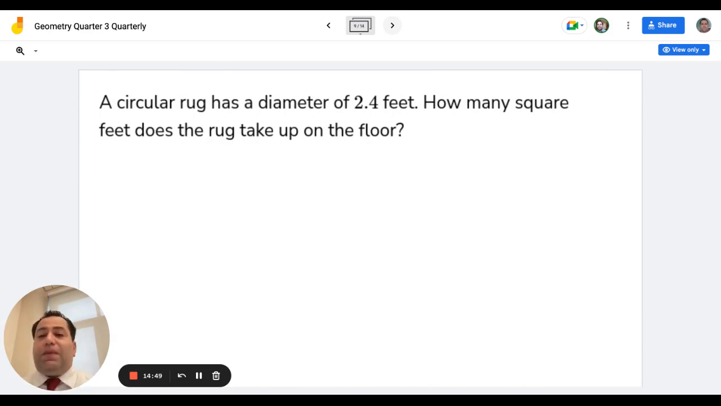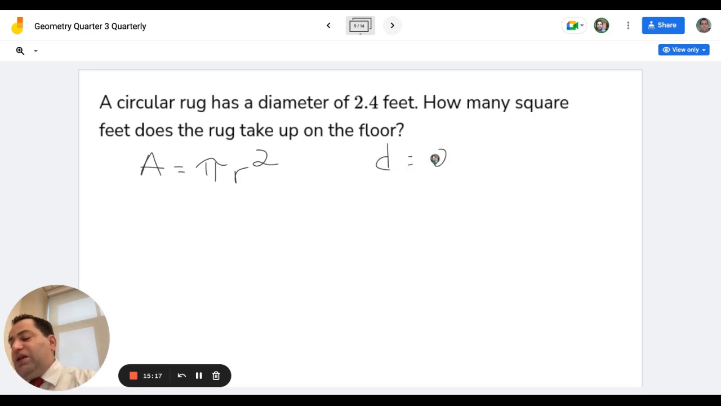Okay, our next topic is area of a circle. So the area of a circle is equal to pi times the radius squared. All right. We are given in the problem a circular rug has a diameter of 2.4 feet. How many square feet does the rug take up on the floor? So a little tricky because the diameter is not what we're looking for. We need the radius. And if you remember from class, the radius is half the diameter. So that's going to be 1.2.